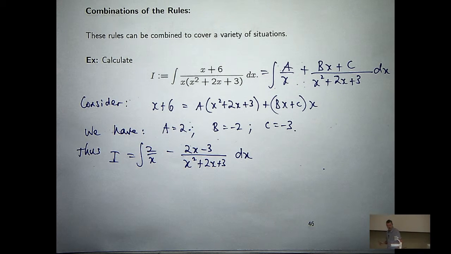Okay, so the first integral is easy. The second integral, well, it's like the example that we just did. You're going to have to play with the integrand, 2x minus 3, and break it up. So that's going to lead to a logarithm and an inverse tan.